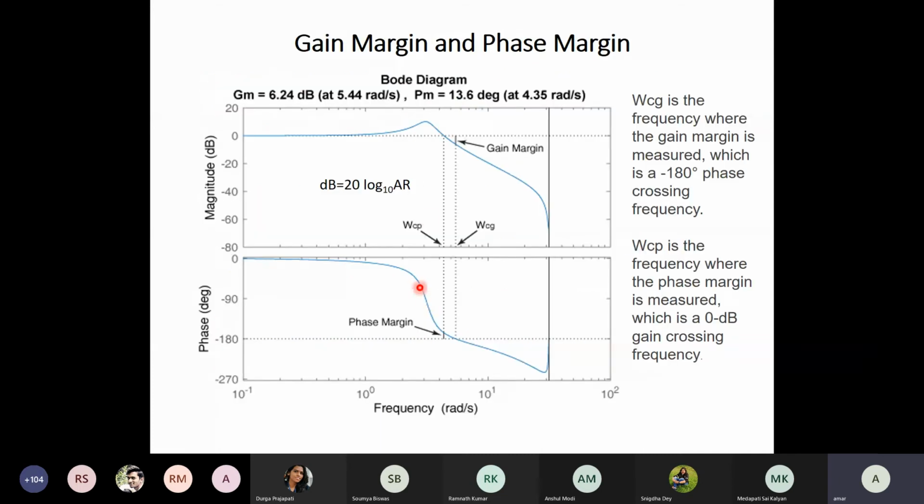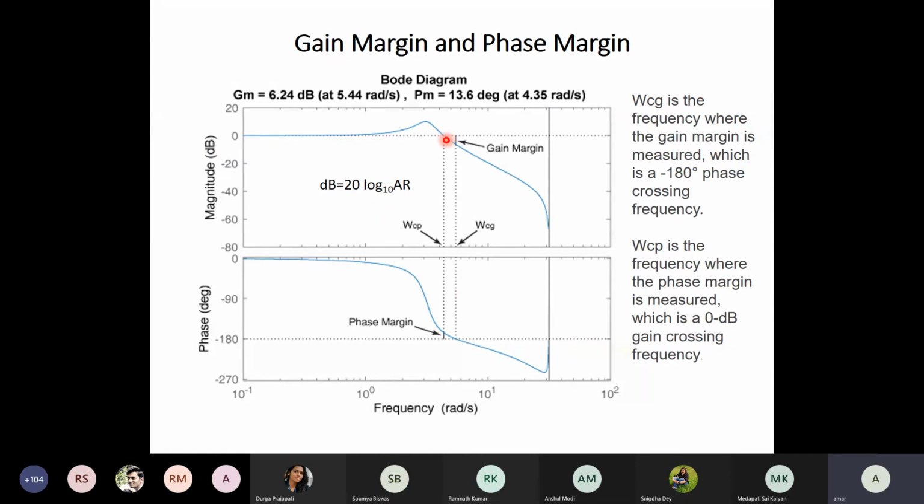In the Bode plot, if I use MATLAB, if I define a transfer function, say a first order with time delay transfer function, and if I use the MATLAB command margin, with the transfer function G within brackets, then I will get a plot like this, where the gain margin and the phase margin are basically defined like this.